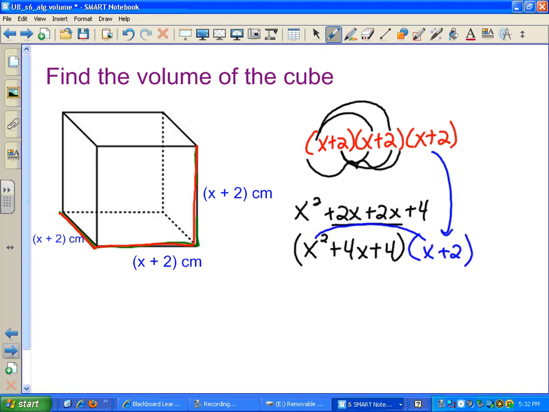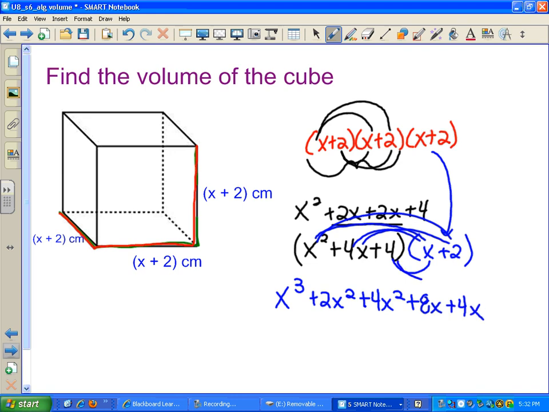So x squared times x is x cubed. x squared times 2 is 2x squared. 4x times x is 4x squared. 4x times 2 is 8x. 4 times x is 4x. And 4 times 2 is 8.